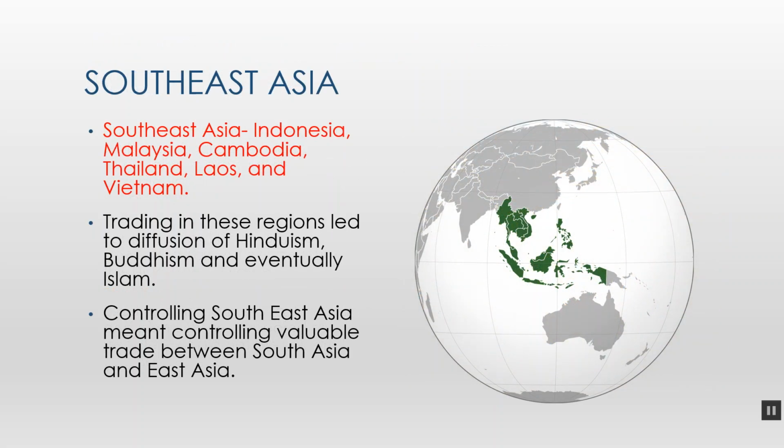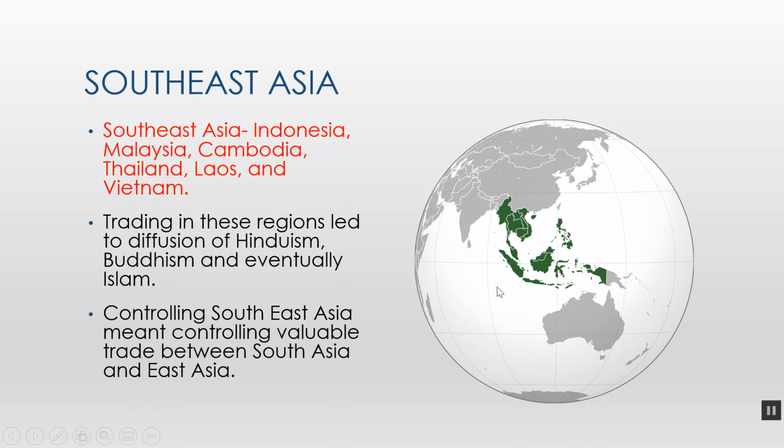Now we're going to go to Southeast Asia. Southeast Asia consists of India, Malaysia, Cambodia, Thailand, Laos, and Vietnam. Basically, everything you see on that globe there, that's what Southeast Asia is.